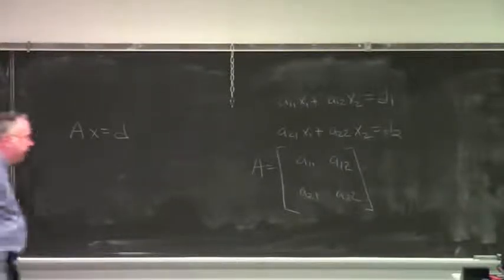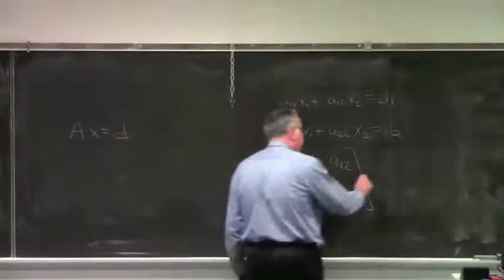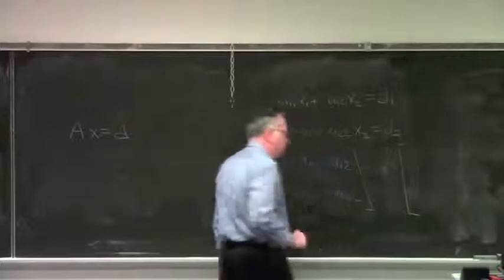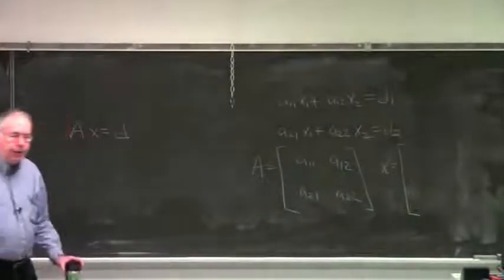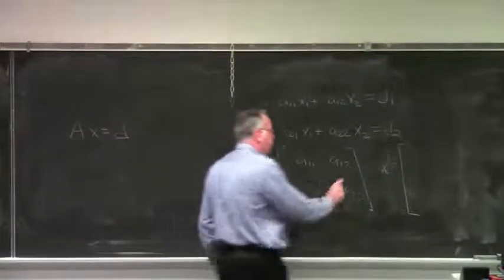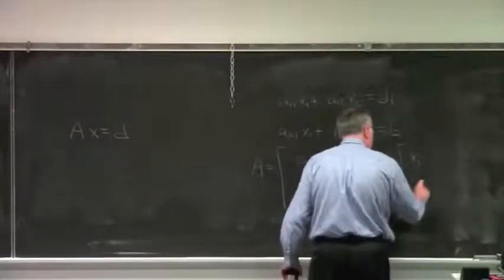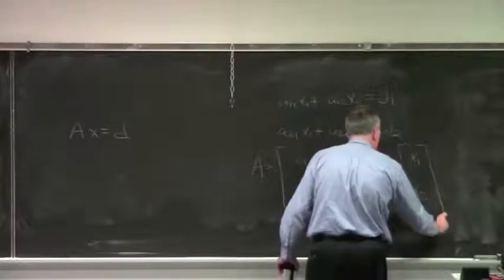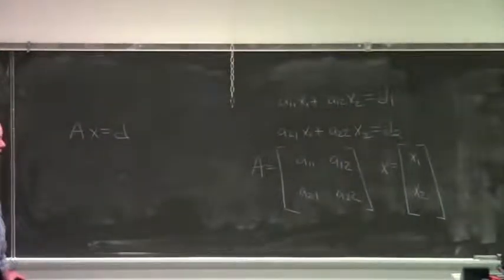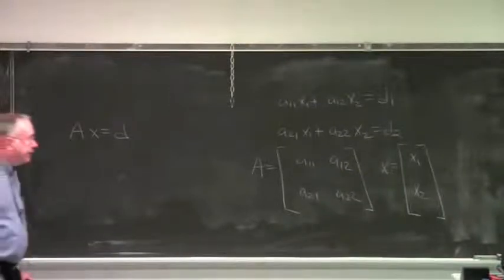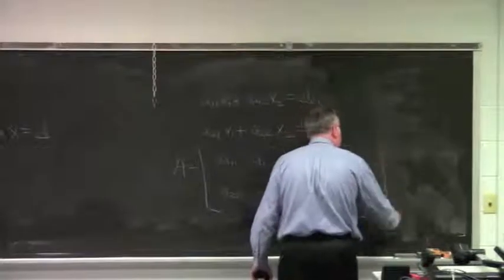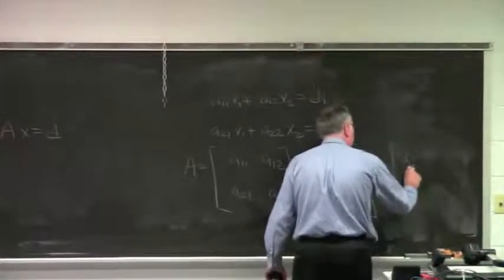What is the column vector of the variables? X equals X without a subscript. Exactly. X1, X2. Notice this column vector is 2 by 1. What's the D vector? Exactly. D1, D2.